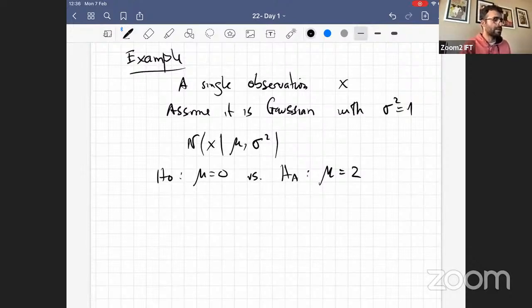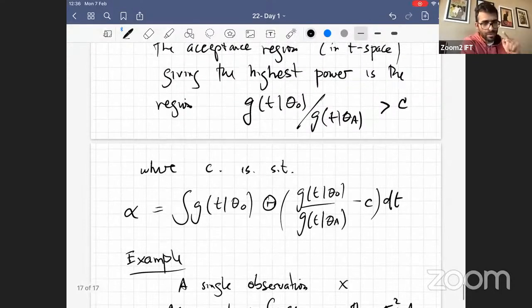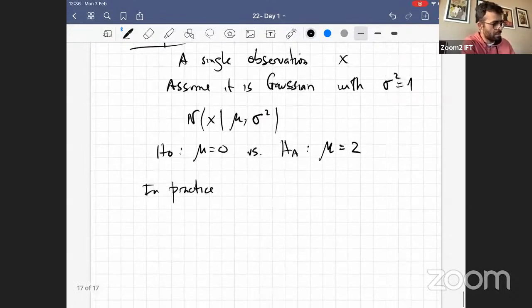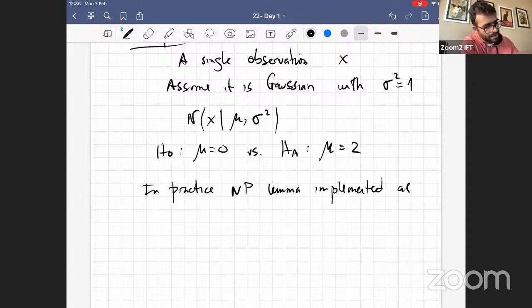And what you do in practice, the Neyman-Pearson lemma is implemented with the likelihood ratio. So it is equivalent to what I have written above about the ratio between the PDF of the test statistic. It is equivalent to the ratio of likelihoods of X, which is not the same, but it is equivalent, okay? So the Neyman-Pearson lemma implemented as likelihood ratio.